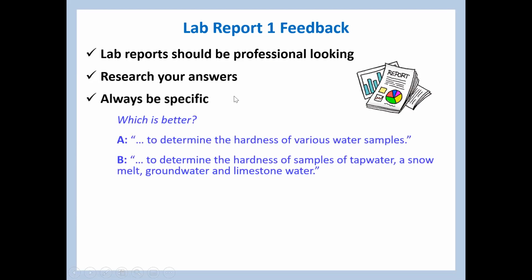Another one is always be specific when answering things. With your objectives or answering your questions, you can see I have 2 examples there about being specific: to determine the hardness of various water samples. That's not bad. It's just not giving me everything that I'd like to know. You can see B is actually listing the water samples. Now, obviously, if you had 30 water samples, you're not going to list that in a sentence, but there might be some theme around the water samples, like water samples from the Athabasca River, or from the Wood Buffalo region, or something like that. So always be specific.